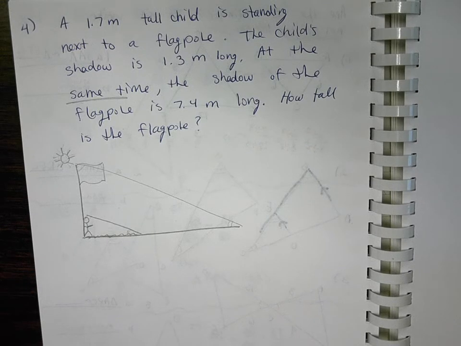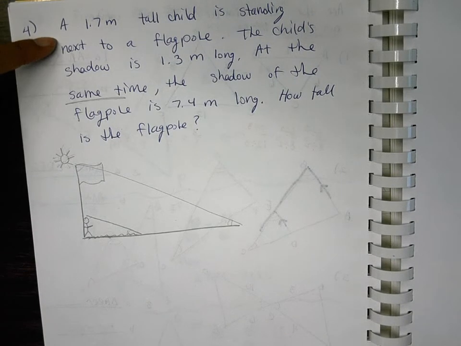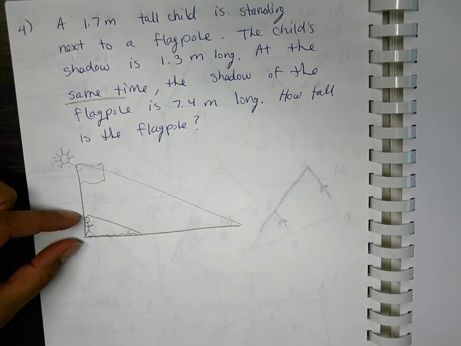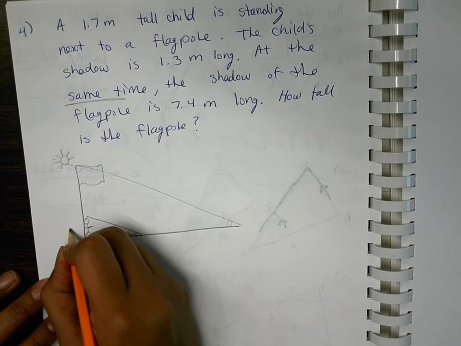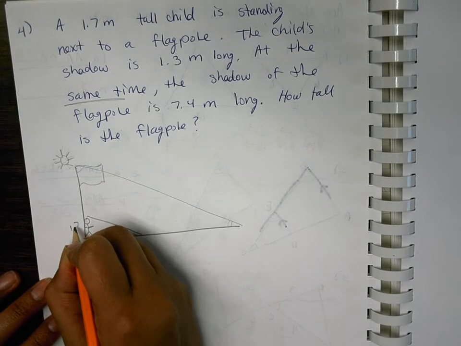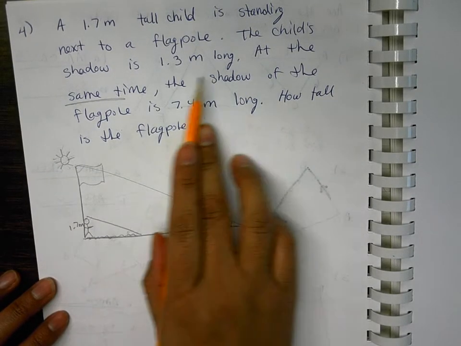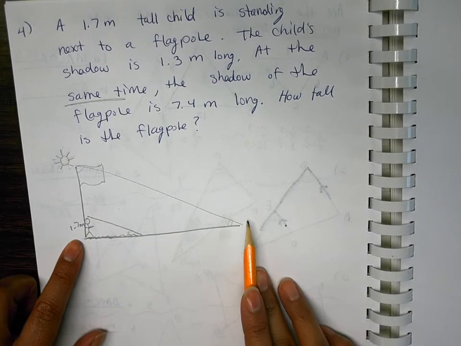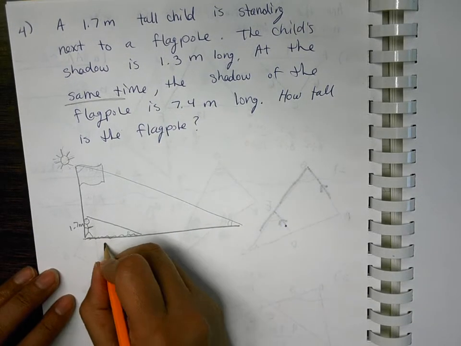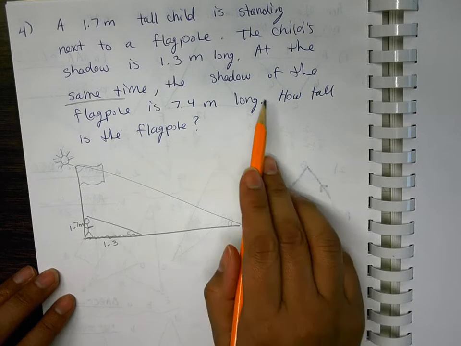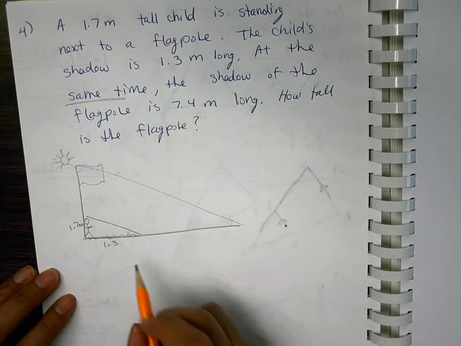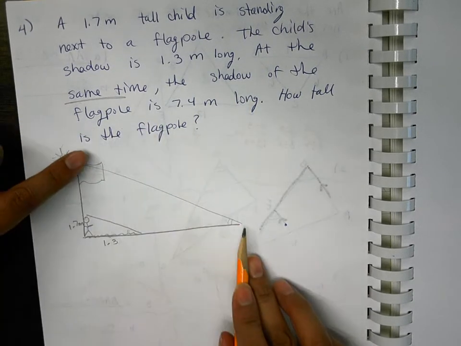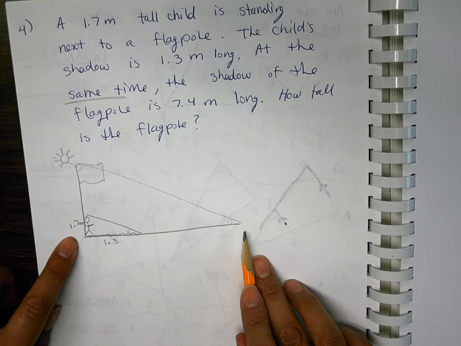Again, this is on the test. All right, so let's put some labeling in. A 1.7 meter tall child. Should I put that on the flagpole or the child? Child. Okay. 1.7 meters. The child's shadow is 1.3 meters long. Small shadow or large shadow? Small. All right, at the same time, the shadow of the flagpole is 7.4. Hypotenuse or shadow? The shadow.